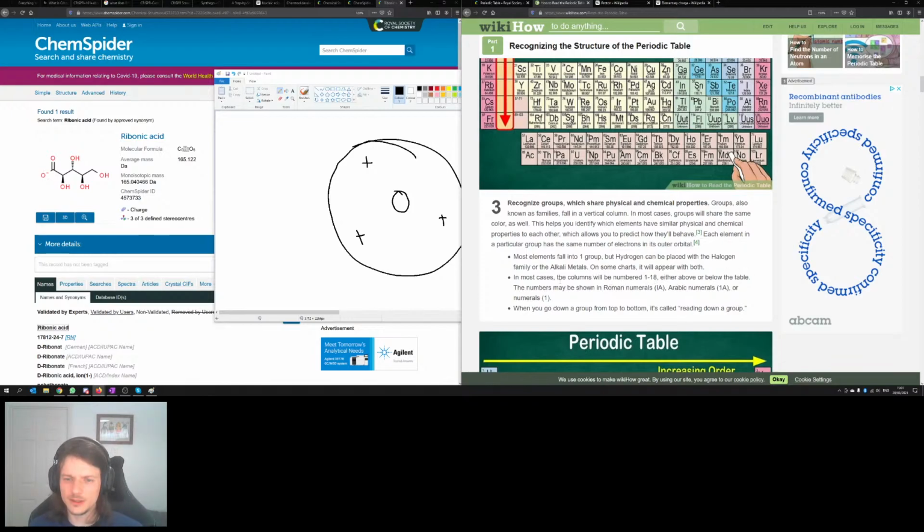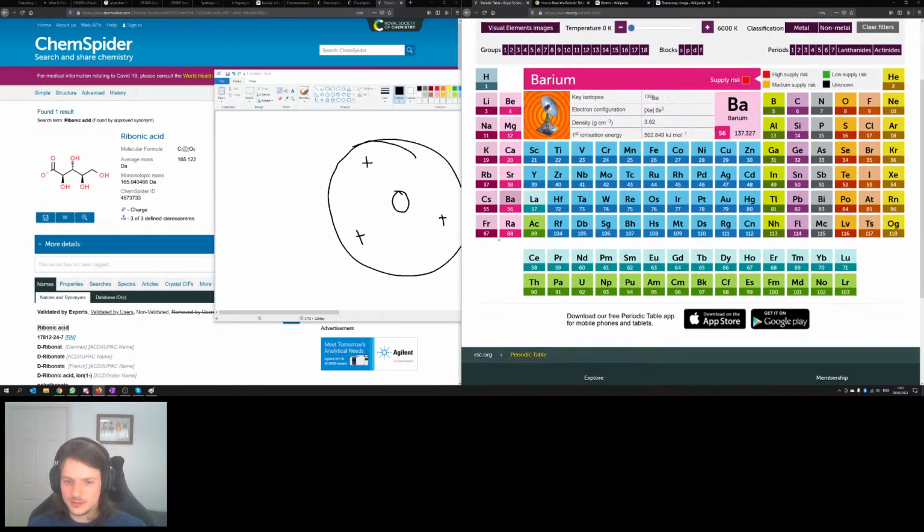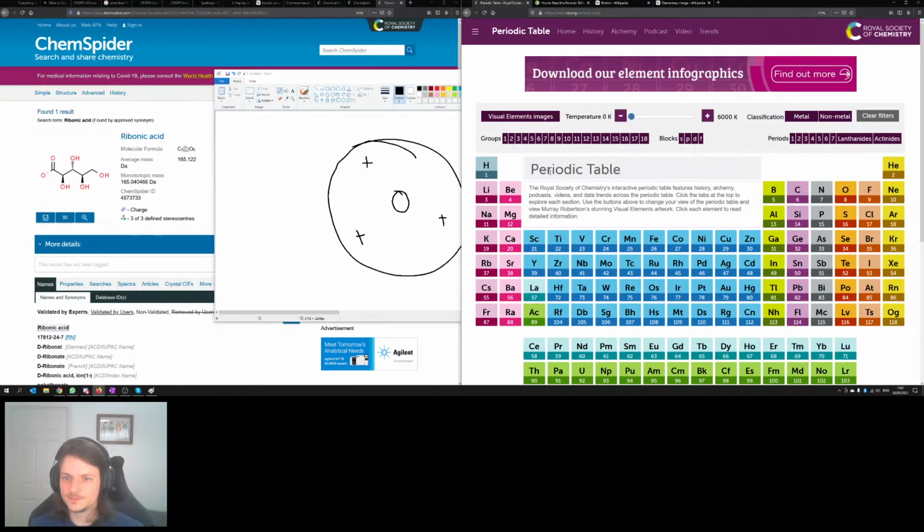Either above or below the table, the numbers may be shown in Roman numerals, Arabic numerals, or other numerals. Does this one have that? No.